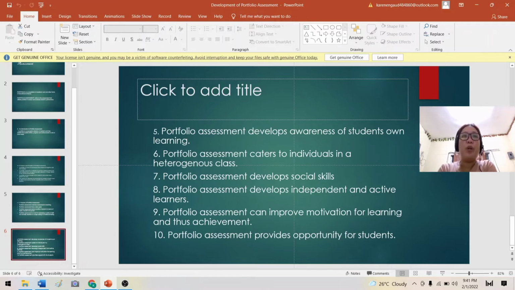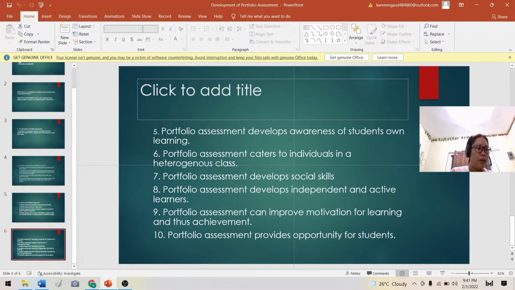Next is portfolio assessment caters to individuals in heterogeneous class. Heterogeneity inside the classroom varies from the walks of life, abilities, intelligence, or even learning styles. With this, the flexibility of this assessment encompasses an open-ended type of assessment which demonstrates the ability of our students in their particular level in terms of different learning styles and expressions.